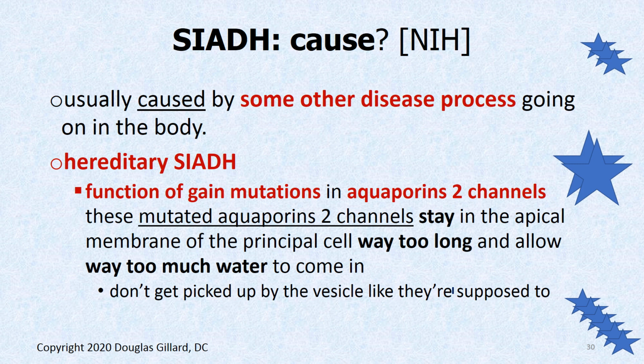So what are the causes of this? It's usually caused by some other nasty disease going on in the body. There is a hereditary SIADH where there is an aquaporin 2 gene gain-of-function mutation, where the central dogma and the machinery revs up to make aquaporin 2 channels, and it makes too many of them. And therefore, if you have too many aquaporin 2 channels, you can suck too much water out of the filtrate. So that's another cause of it.